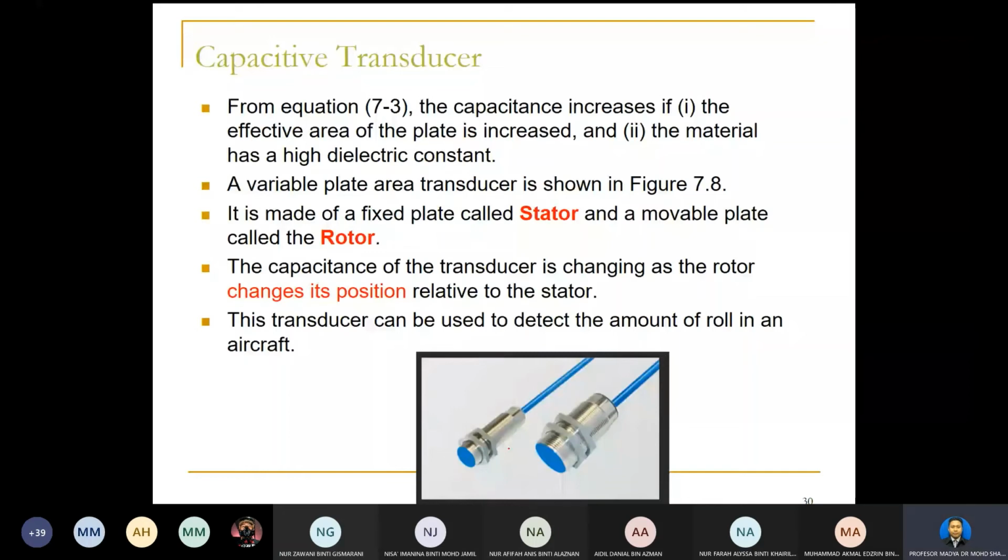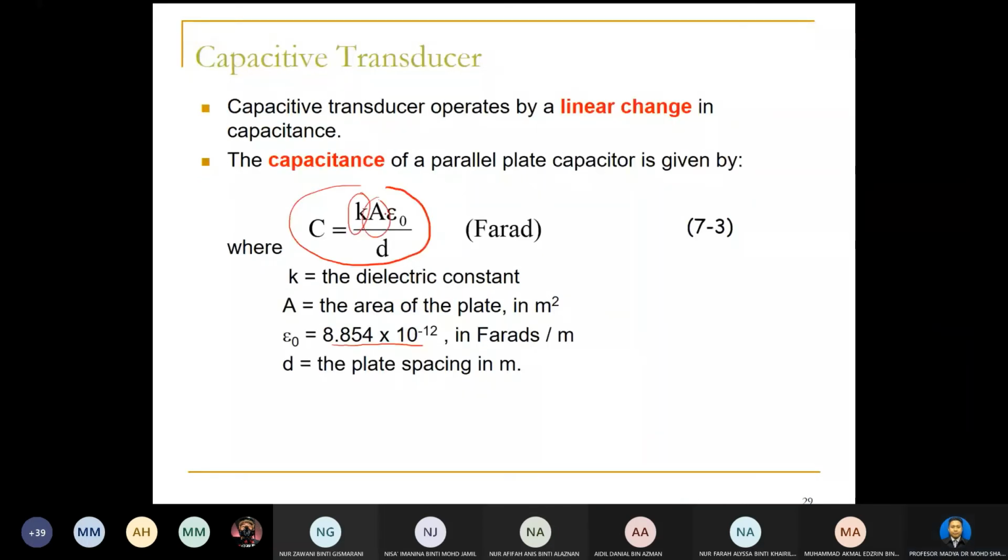Okay, so you can see from the equation 7.3 here. The capacitance increases if, first, the effective area of the plate is increased, and second, the material's electric constant. So this one, area and the electric constant, will be increased, while this one will be fixed. And then the spacing.